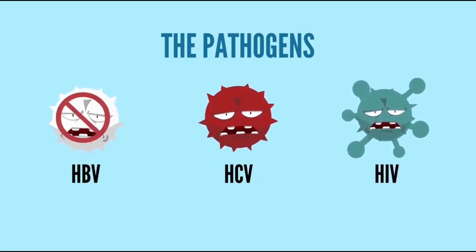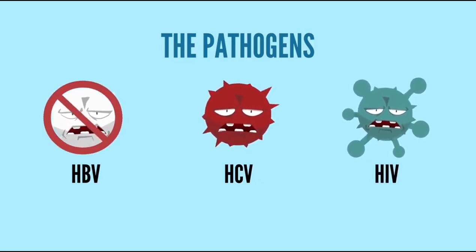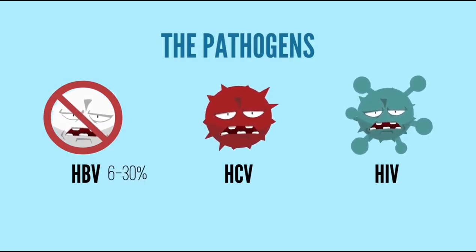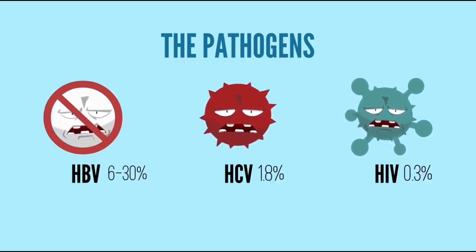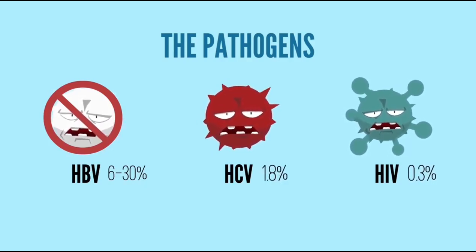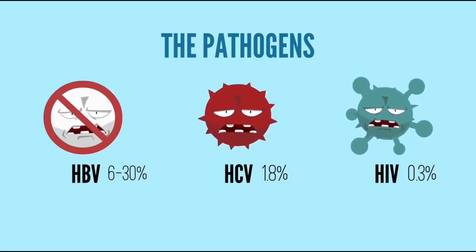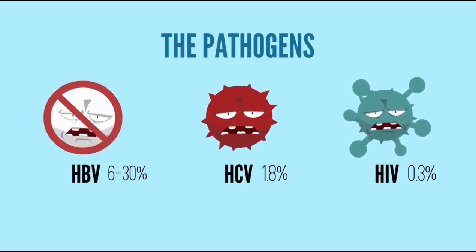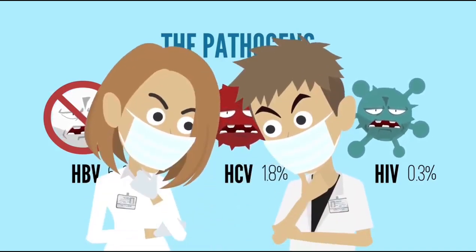Of these three pathogens, only HBV can be vaccinated against. HBV has the highest risk of transmission, ranging from 6 to 30%, while HCV and HIV have an estimated risk of transmission of 1.8% and 0.3%, respectively. So, how do we prevent needle stick injuries?